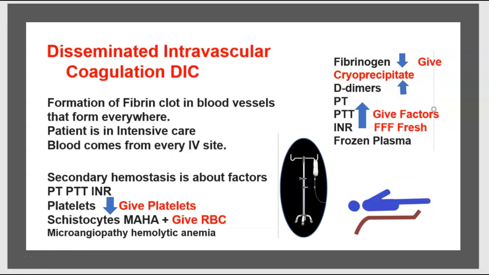DIC, disseminated intravascular coagulation. Formation of fibrin clots in blood vessels everywhere. The patient is in intensive care. Blood comes from every intravenous site. Secondary hemostasis is about factors. PT and PTT are increased, and platelets are low.